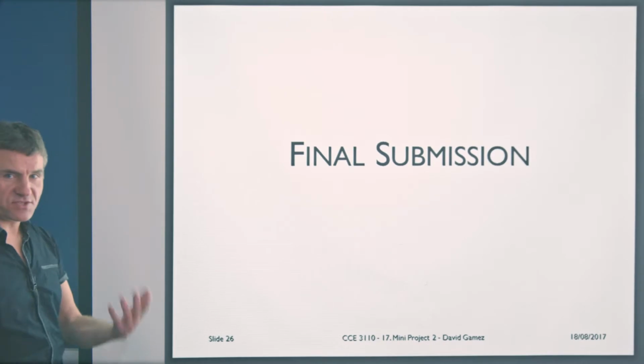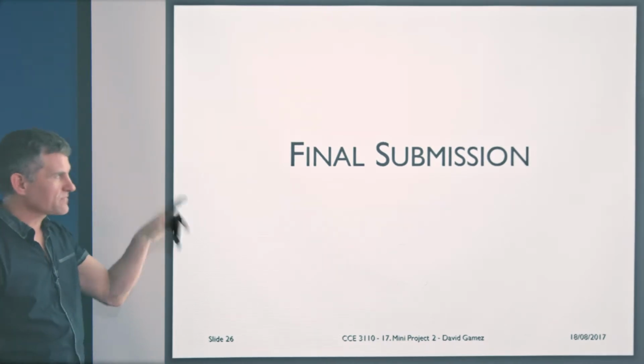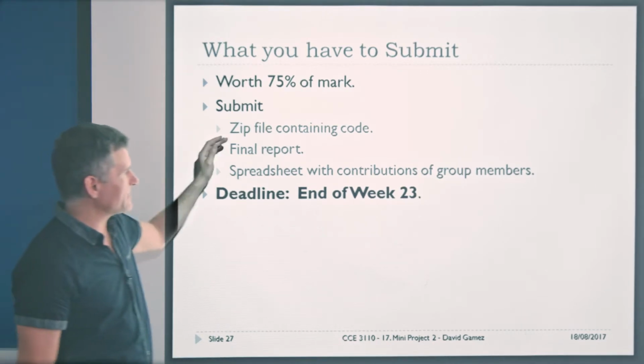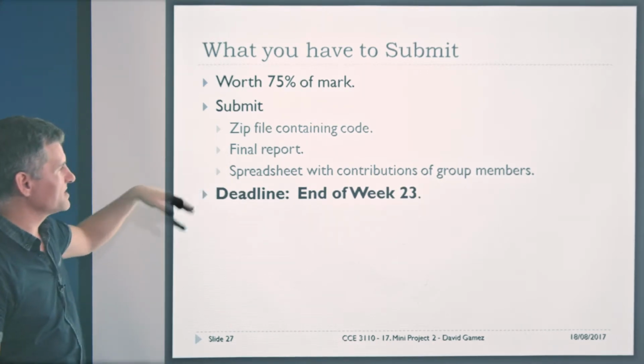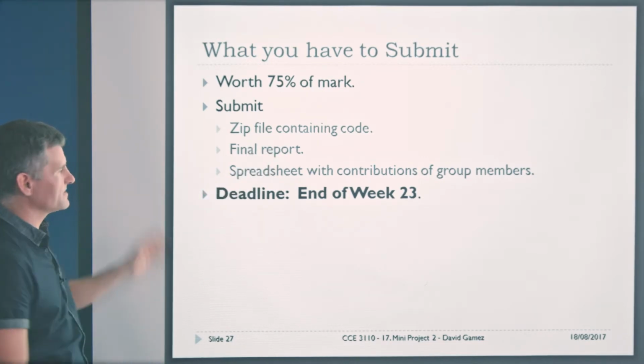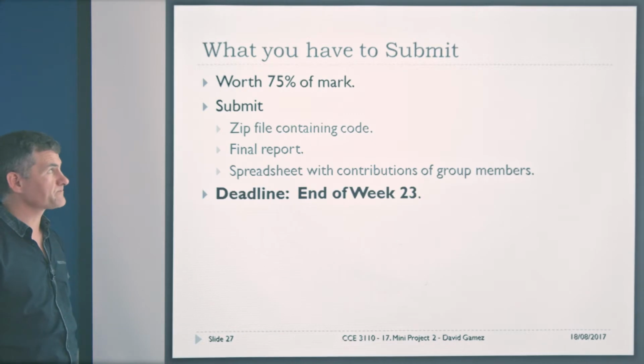Right, so that's the interim submission, which is the end of week 20. Now I'm going to talk about the final submission. For 75% of the mark, you submit a zip file containing the code, a final report, and again, the final submission spreadsheet with the contributions of the group members. And this is the end of week 23.